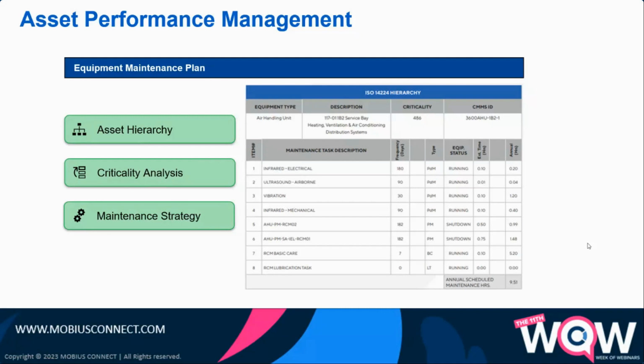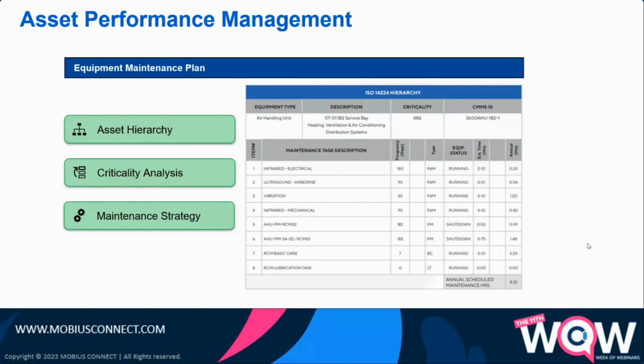You have infrared applied on a 180-day basis, which is 6 months. Ultrasound applied quarterly, every 90 days. Vibration monthly. Infrared mechanical is used quarterly. And then there's 2 preventative maintenance activities associated here. I think it's 90 days, struggling to see it, and then there's some operator care activities on a weekly basis as well, right? And then there's some lubrication tasks.